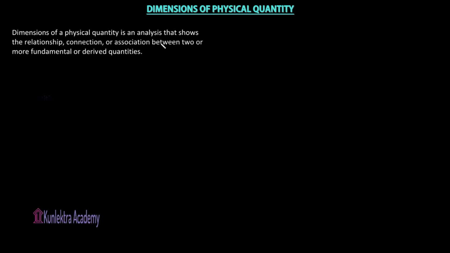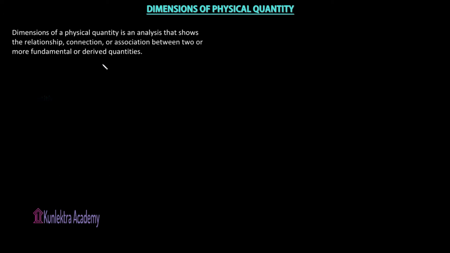Here we're going to look into dimensions of physical quantities. What is dimension of a physical quantity? Dimensions of a physical quantity is an analysis that shows the relationship, connection, or association between two or more fundamental or derived quantities. This analysis is gotten from the dimensions of the fundamental quantities.